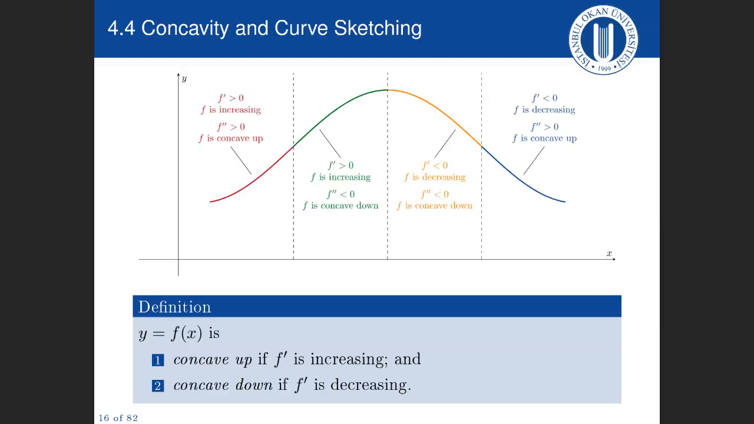Let me give you the formal definition. Y is equal to f of x is concave up if f prime is increasing, and is concave down if f prime is decreasing. That's the definition. That's what it strictly means. But you can think about the picture if you're trying to understand what is concave up and what is concave down.